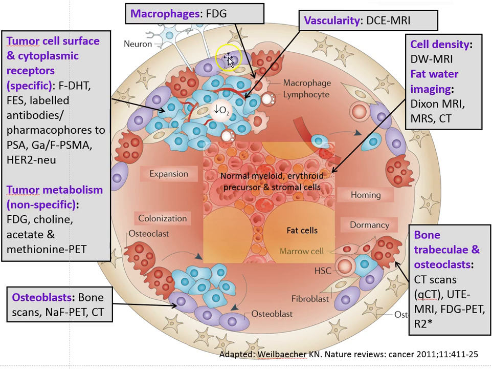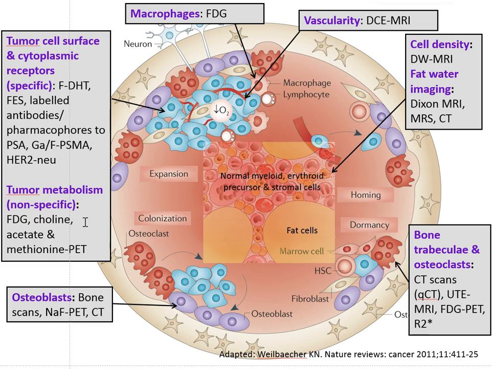However, if you're interested in the malignant cells themselves, then you may want to look at other parameters, other imaging technologies, which may be either tumor cell surface or cytoplasmic specific, such as FDHT PET scans, FES PET scans, gallium PSMA, or you may want to look at a non-specific metabolic marker such as FDG PET or choline PET or methionine PET.